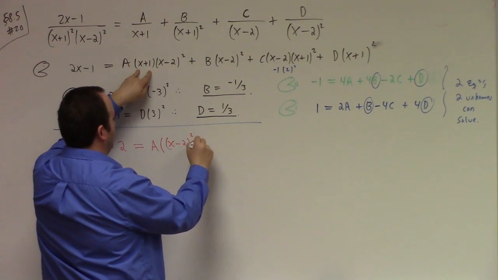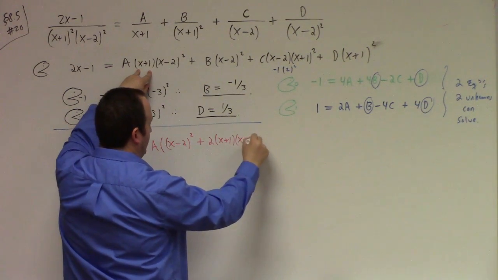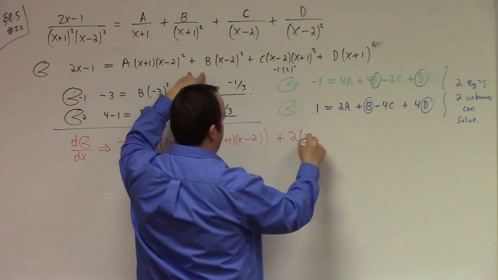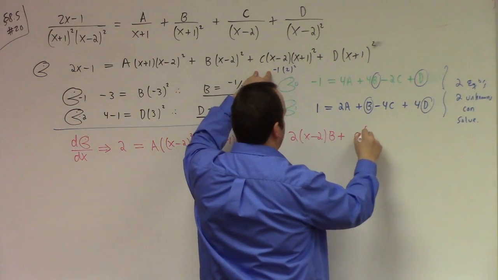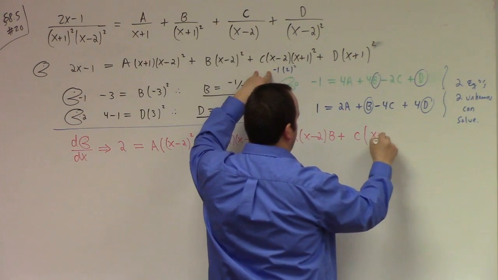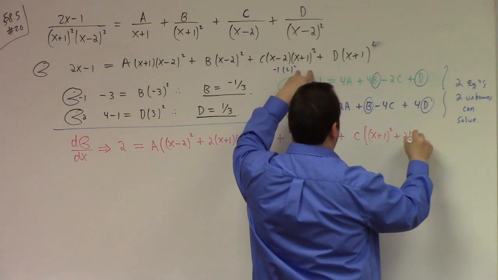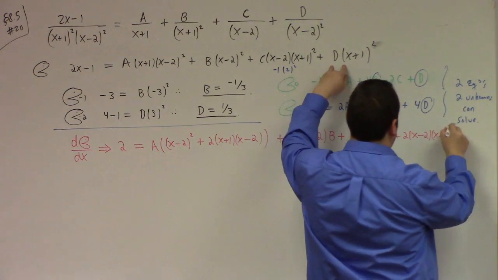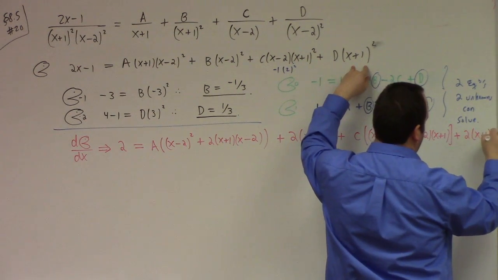x minus 2 squared plus 2 times x plus 1 times x minus 2, by the product rule, plus 2 times x minus 2 times b plus c times x plus 1 quantity squared plus 2 times x minus 2 times x plus 1 plus 2 times x plus 1 times d.